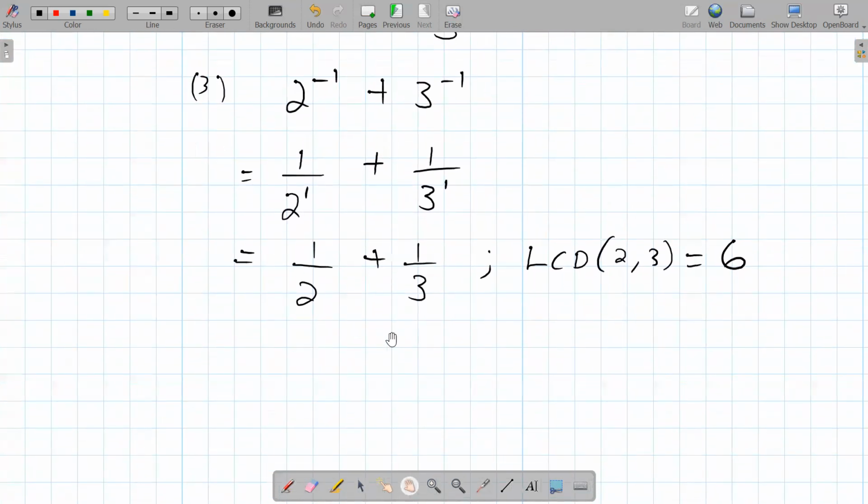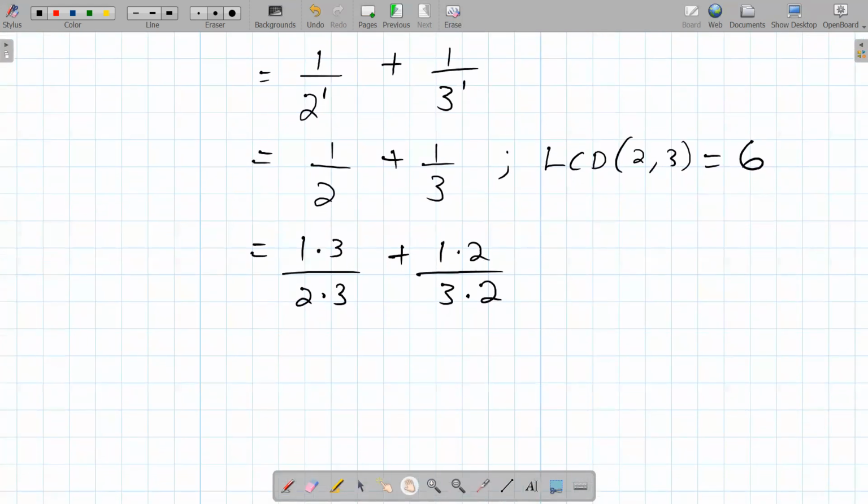Okay, so we need to change the 2 and the 3 to 6. What are we going to multiply by 2 to get me 6? What are we going to multiply by 3 to get me 6? And remember that it's a fraction. What you do to the numerator, you do to the denominator. So this is going to be 1 times 3 over 2 times 3, plus 1 times 2 over 3 times 2. I believe we already know how to do this. That gives me 3 over 6. That gives me 2 over 6.